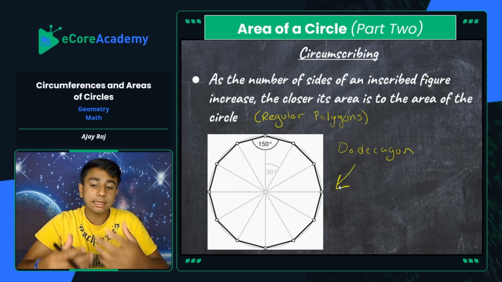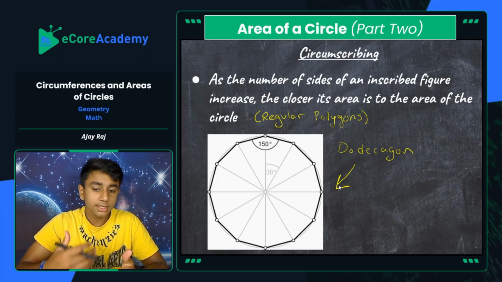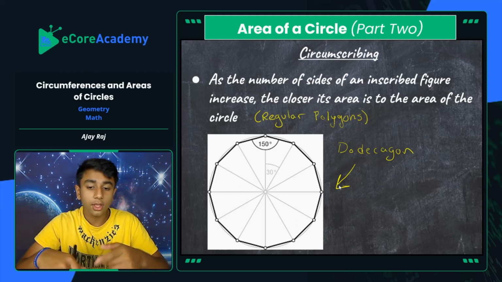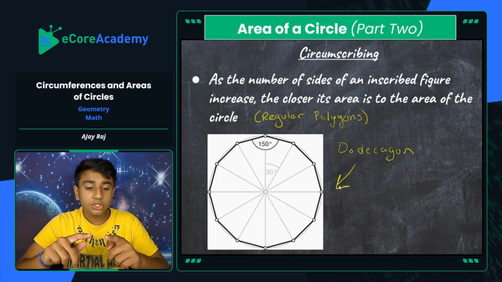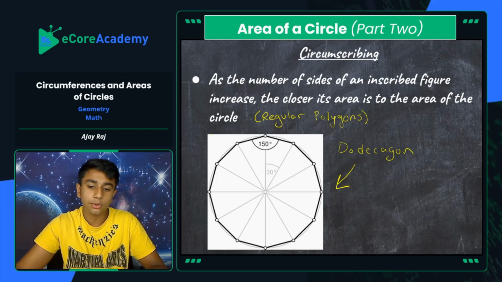However, it's seemingly close in area, and that's because as the number of side lengths on a regular polygon increases, it's going to become even closer to the shape of a circle. Whenever you have more and more side lengths, like maybe 15, 20, the shape is going to look less like straight edges and more like a curve. It's going to look more like a circle, as shown here.